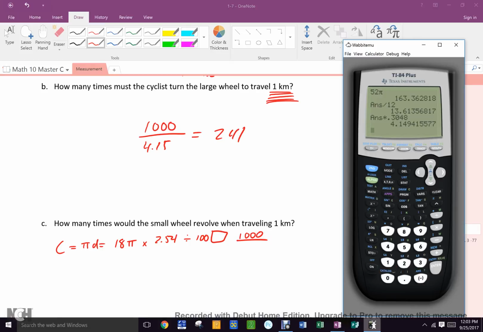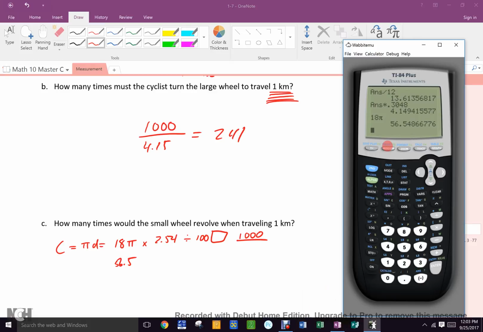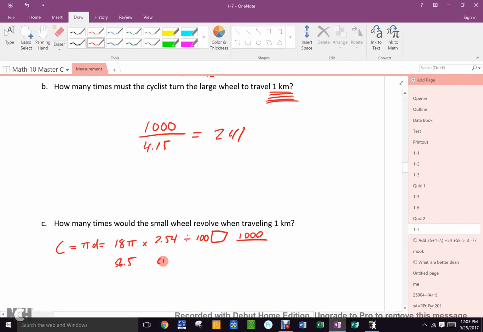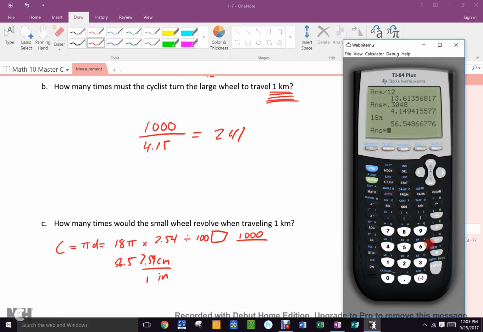18 pi gets us our inches. 18 pi. So it's 56.5 inches. Now, I know that it's more than that, so I just wrote the 56.5 because I'm going to use this number for my calculator, right? And then because I'm showing my work, I know I need inches and I want centimeters. So cm over inches, 1 inch, 2.54, numbers on the top. So I take my number and I multiply by 2.54. That gets me centimeters, yes?